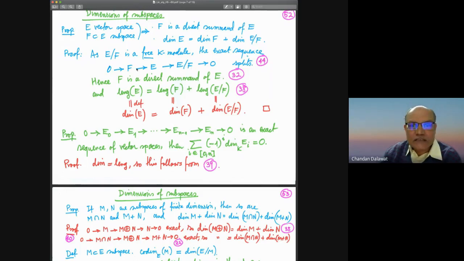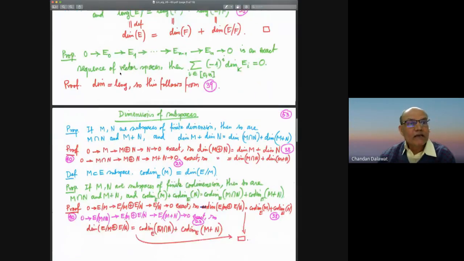That is to say that this sequence splits. We have seen this kind of argument before, and the splitting of this exact sequence is equivalent to saying that F is a direct summand. And we have proved that when we have a short exact sequence like this, the length of the middle module is the sum of the lengths of the submodule and the quotient module. So that's what proves the proposition. And these lengths are being called dimensions here, right?